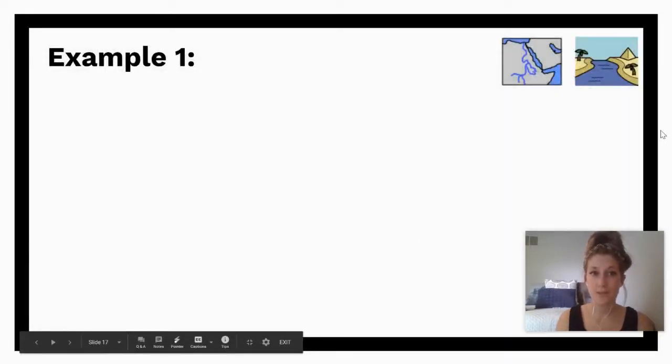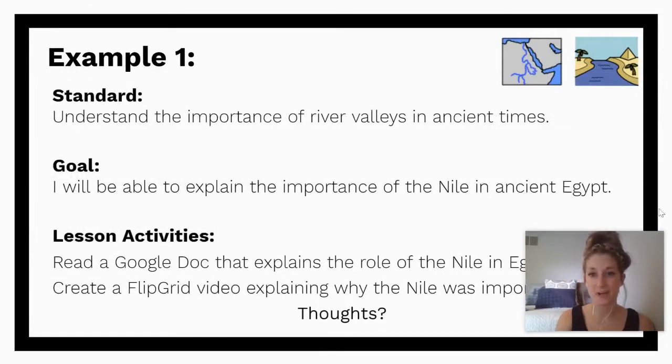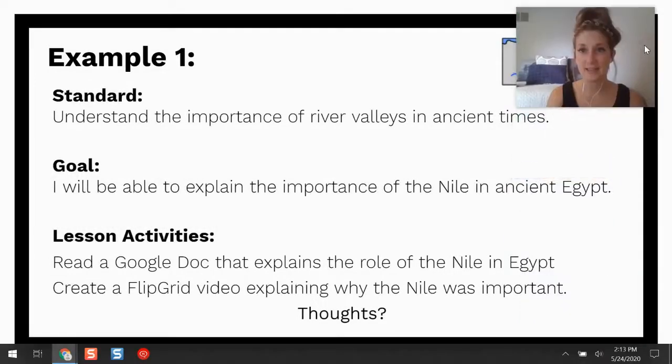All right, so here's the example. I was a social studies teacher, so this is the one I kind of fall back on quite a bit. My example here, the standard is to understand the importance of river valleys in ancient times. So this is a pretty loaded goal if you're a social studies teacher. You know that. I'm going to break that down, and instead my students are going to focus on this learner-centered goal: I will be able to explain the importance of the Nile River in ancient Egypt.